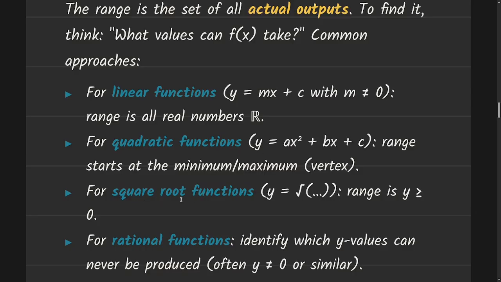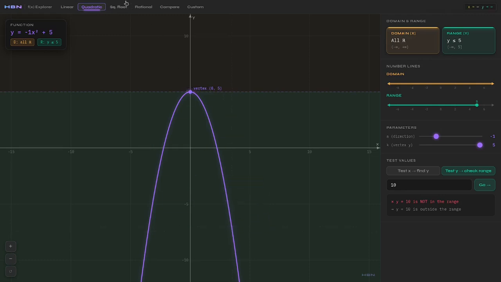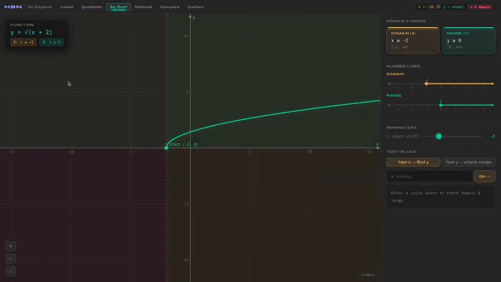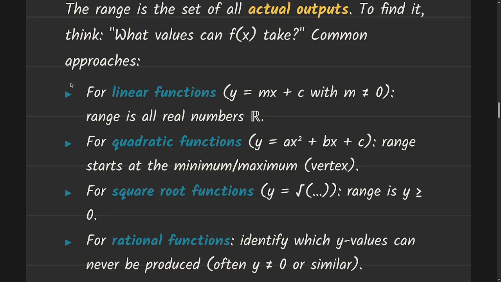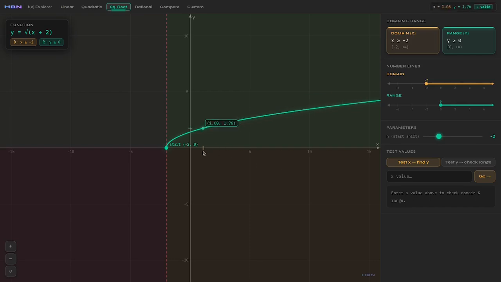Then we come to square root functions. For square root functions, let's take something like this. The square root function says that the range is always y greater than or equal to 0. So if we look at what we have over here, our x-axis is also called the line y equals 0.